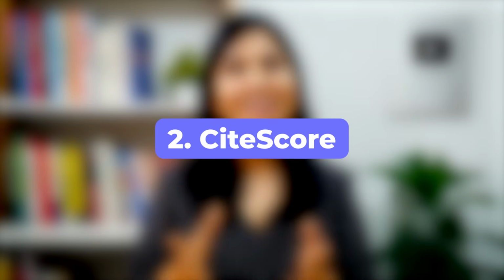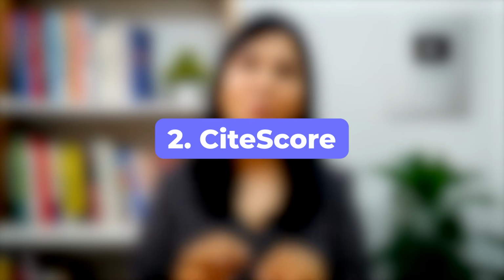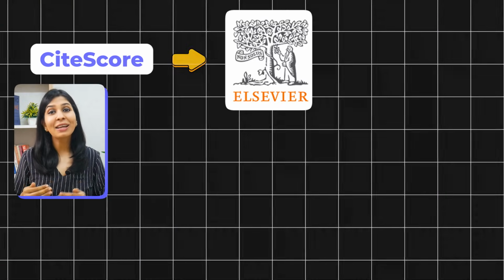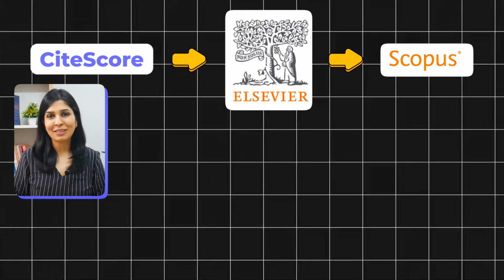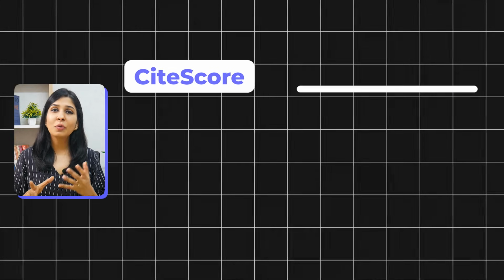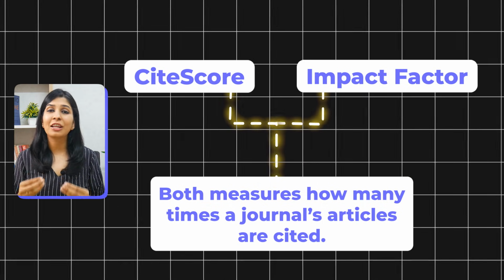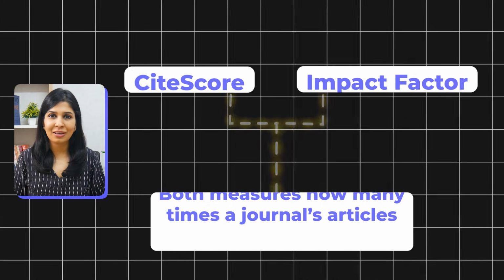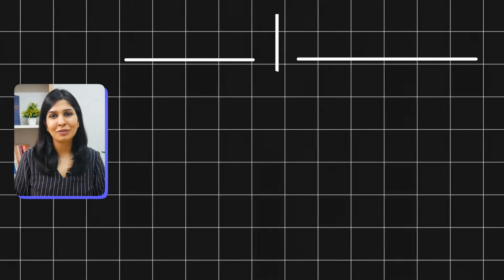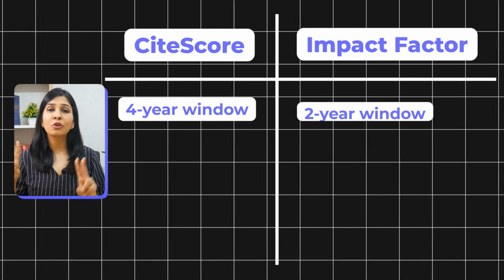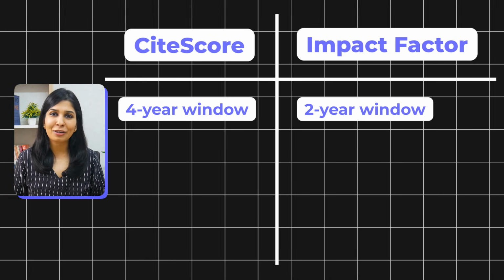Now next is CiteScore, which is again a very popular journal metric. CiteScore is calculated and published by Elsevier under their Scopus database. It is similar to impact factor in the sense that it also takes into consideration the citations that have been received by the journal. But there are a few key differences. CiteScore looks at a 4-year window instead of the 2-year window used by impact factor.